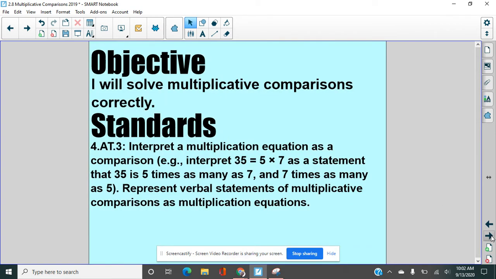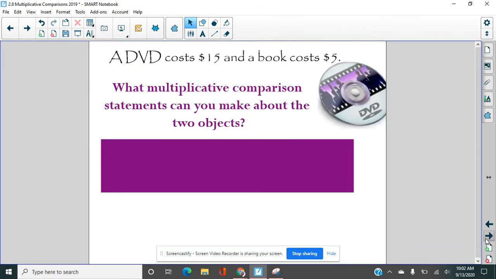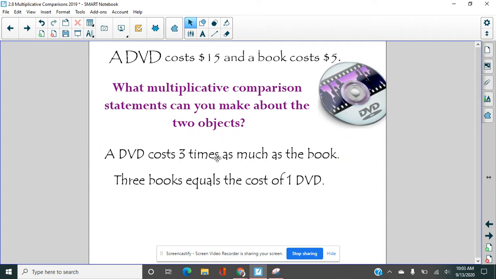All right. So, our job today is to be able to solve multiplicative comparisons correctly. Now, I bet you know what that's going to involve: multiplication. So, let's look at this one. A DVD costs $15 and a book costs $5. What multiplicative comparison statement can you make about the two objects? Well, think about $15 and $5. You might say that a DVD costs 3 times as much as the book. Or you could say 3 books equal the cost of one DVD, right?